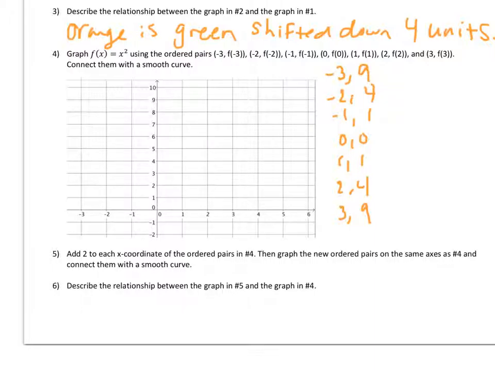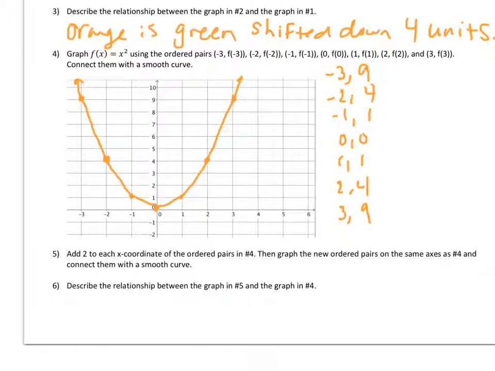So I plot them. -3, 9. -2, 4. -1, 1, 0, 0, 1, 1, 2, 4, and 3, 9. Connect them with a nice smooth curve. Alright, so that is the graph of y equals x squared, or f of x equals x squared. Now I want to add 2 to each x coordinate of the ordered pairs that I just found. And I'm going to graph the new curve.